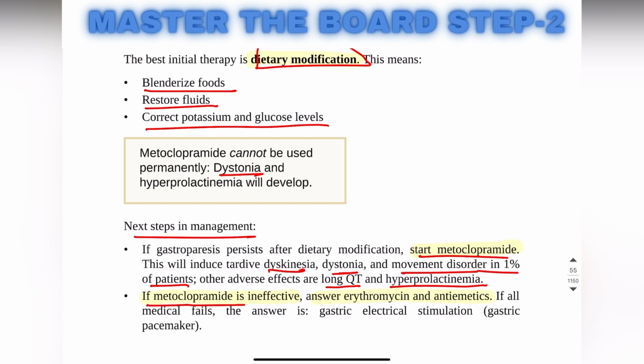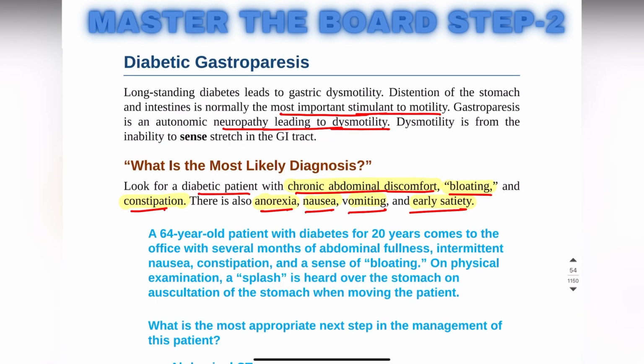And if the metoclopramide is ineffective, we give erythromycin or antiemetics. And if all the medical treatment fails, then we go for the gastric electric stimulation or we place the gastric pacemaker. Well, that was pretty much it about the diabetic gastroparesis.